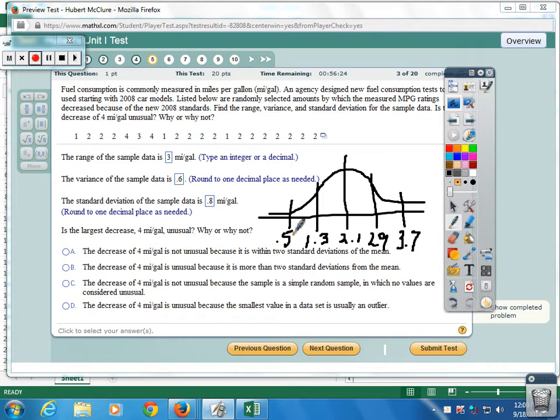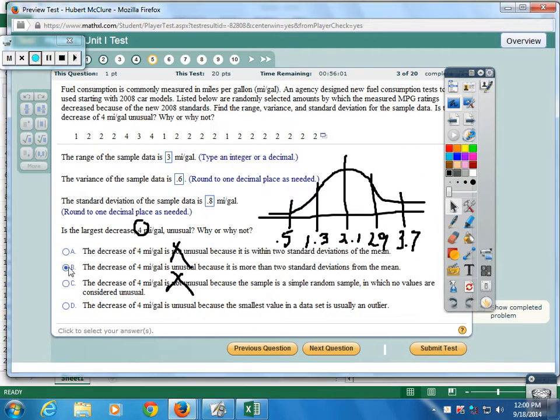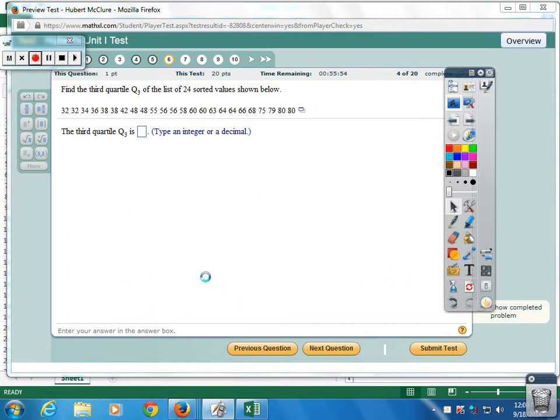I can do it in my head. But we don't have to worry about it because they're asking about what? 4. So is 4 unusual? Yes, 4 is unusual. So you need to find unusual. Not unusual is not right. So what would you put? B. Okay? Next one. All right? Take a minute and write those down.